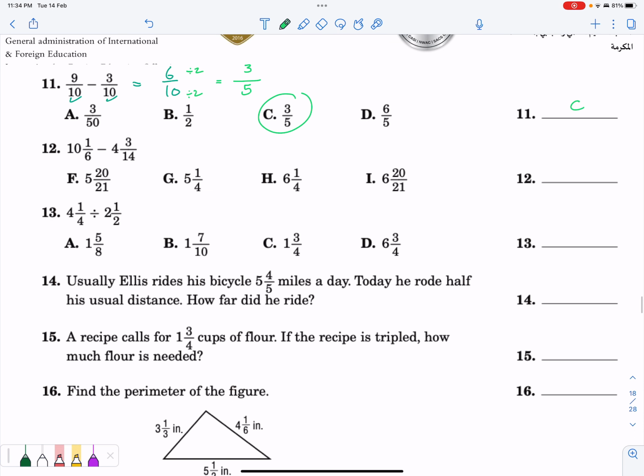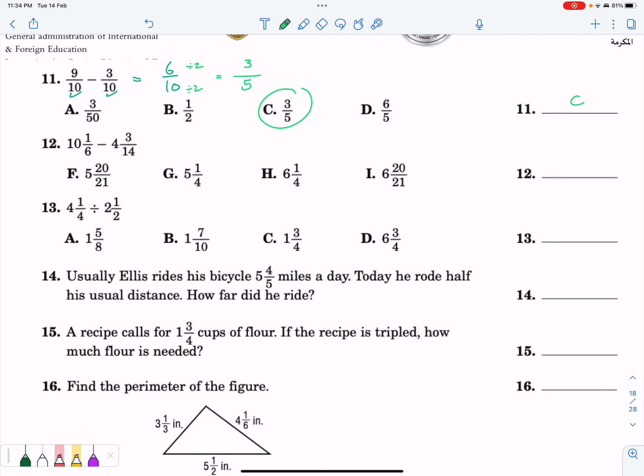After that I have 12, 10 and 1 over 6 minus 4 and 3 over 14. Can you think of a way that we can make the 6 and the 14 the same number?